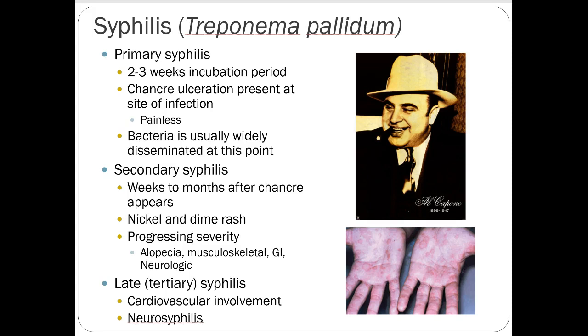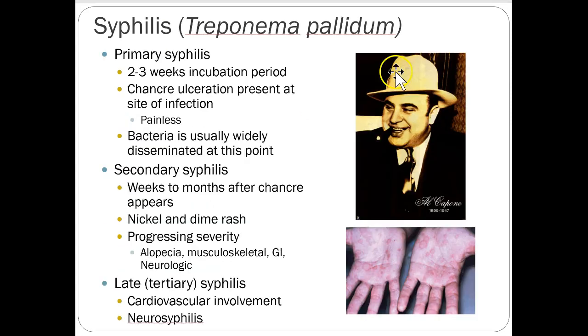By the time the chancre is present, the bacteria is pretty much widely disseminated. Then somebody moves into secondary syphilis relatively quickly, weeks to months after that. They get a nickel and dime rash over time as the spirochete makes its way through the body. Then people start to get progressively more severe secondary symptoms, alopecia, musculoskeletal pains, and then neurologic symptoms, which leads into late stage or tertiary syphilis, with cardiovascular involvement and neurosyphilis as well.